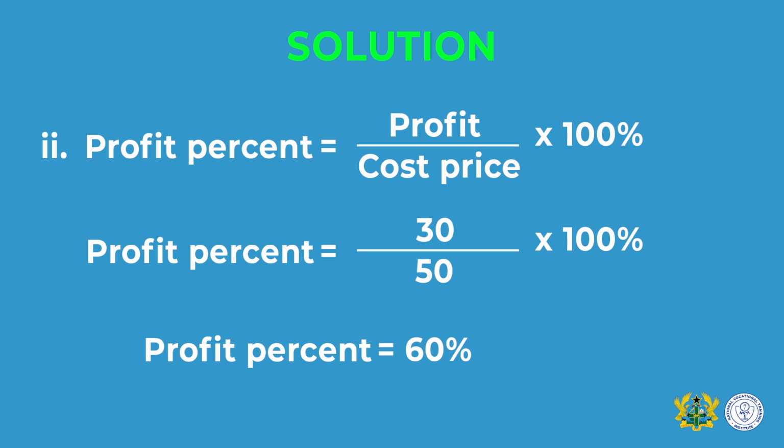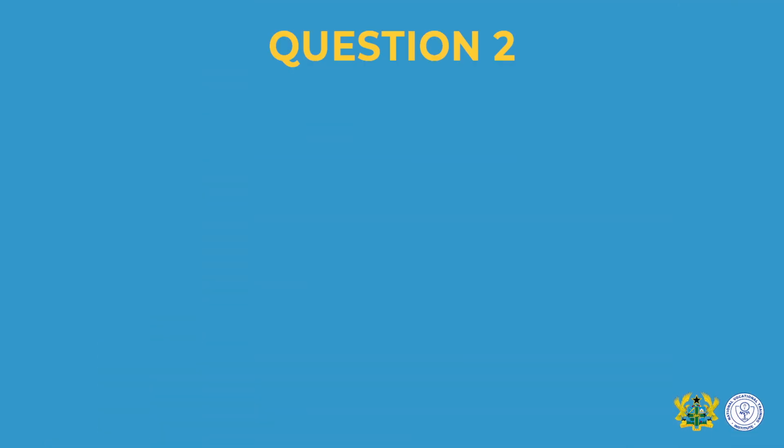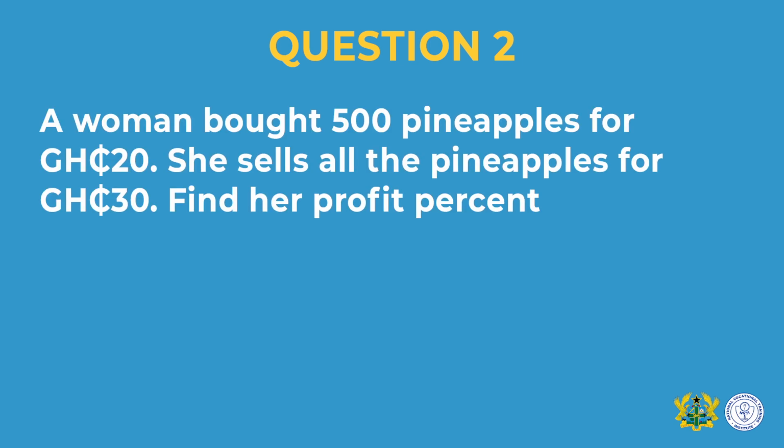So simple to calculate, isn't it? Let's take one more question. Question number 2, as can be seen on the screen. A woman bought 500 pineapples for 20 Ghana cedis. She sells all the pineapples for 30 Ghana cedis. She bought them at 20 and sold them at 30 Ghana cedis. The question is now, find her profit percent.